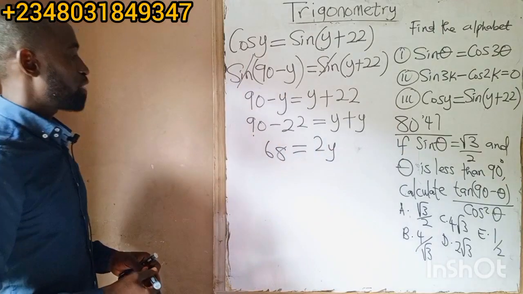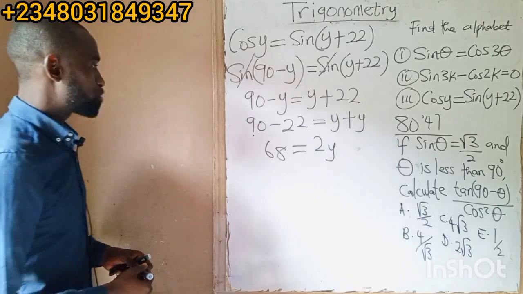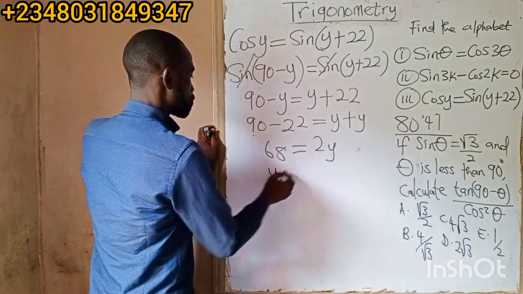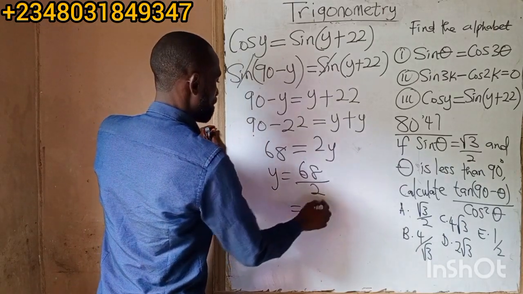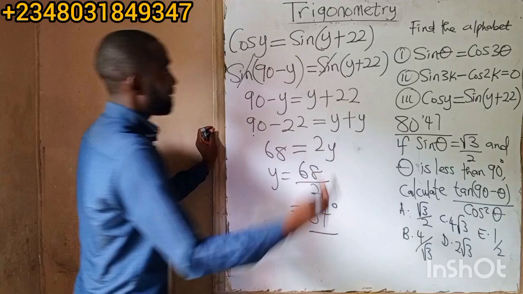So what is the next thing? Our y will be equal to 68 divided by 2. So we now have our y equal to 68 divided by 2, and that will be 34 degrees.